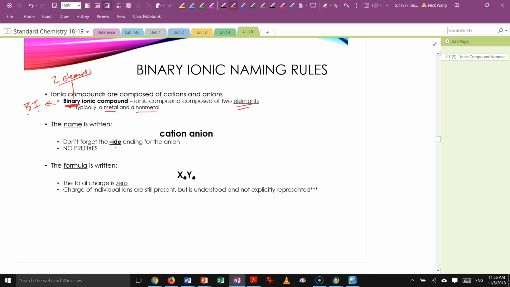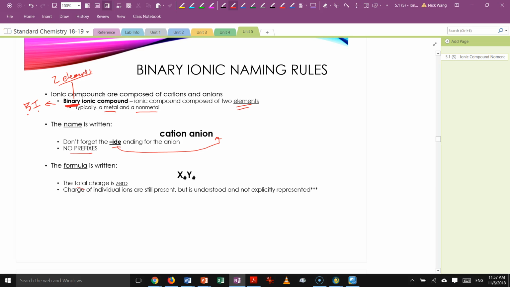There's also an "-ide" ending for the anion. So this "-ide" ending gets attached to this element there. And there are no prefixes. So you may have heard of di, tri, tetra, and mono prefixes. They're never included here.